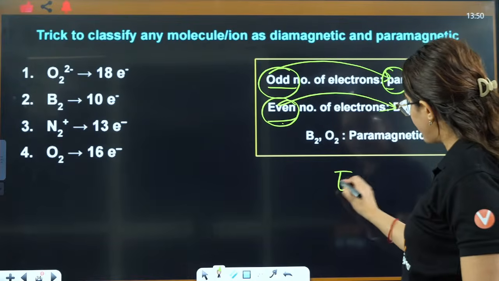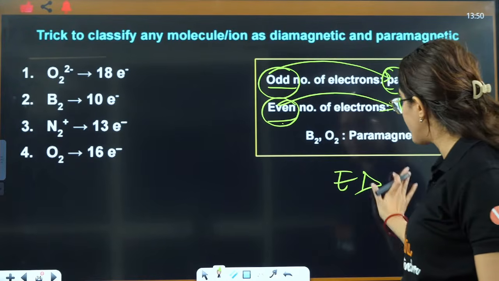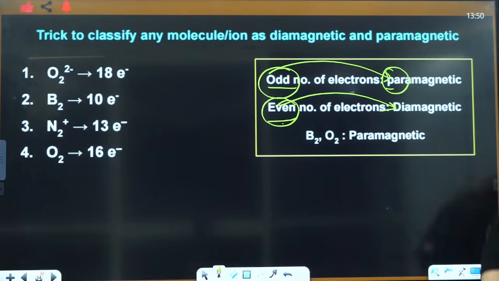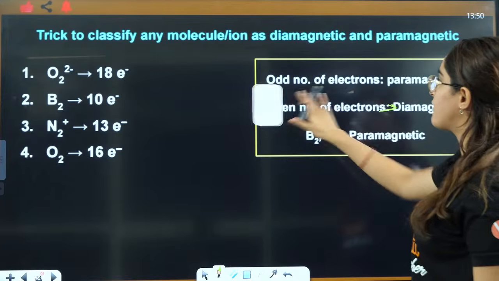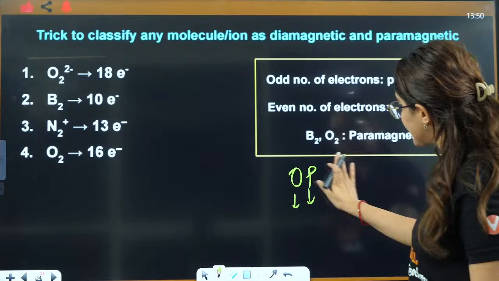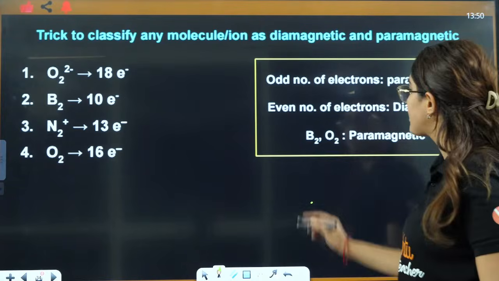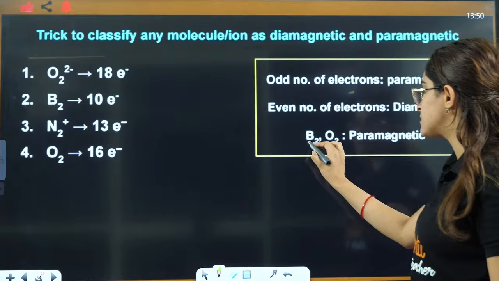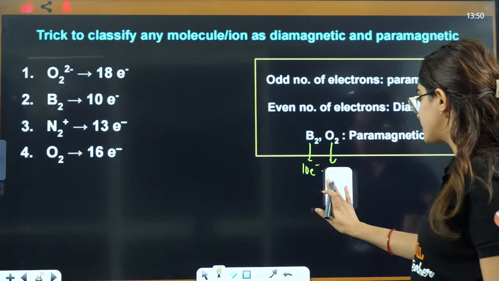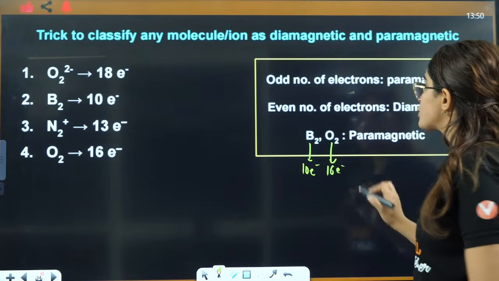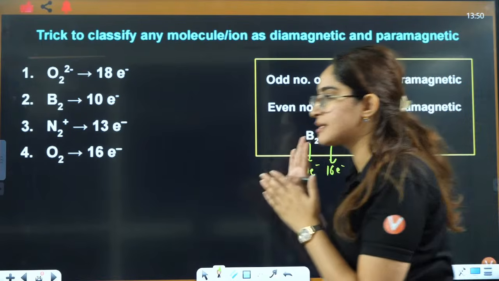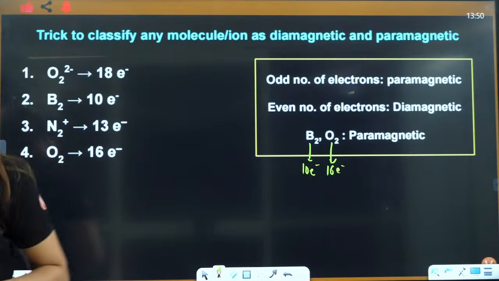Just remember OP, OP, OP, overpower. You write it in the chat box. So OP: odd is always paramagnetic, right? But there are two exceptions. For boron, which has 10 electrons, and for oxygen, which has 16 electrons. Now both of them are even. So even is supposed to be dia, but these two are exceptions. They are para. Otherwise, this rule will be there in all the cases, right?